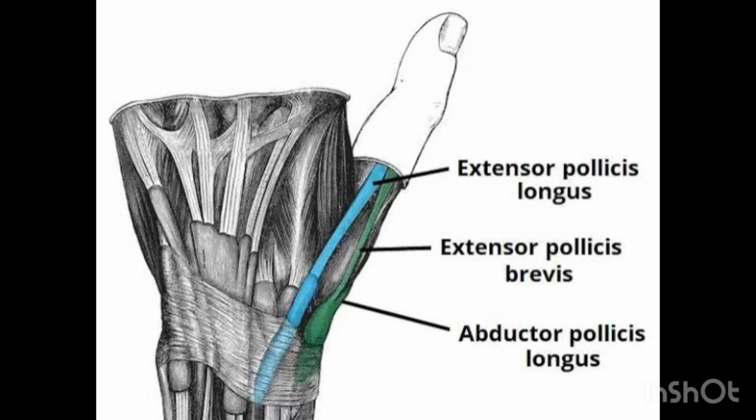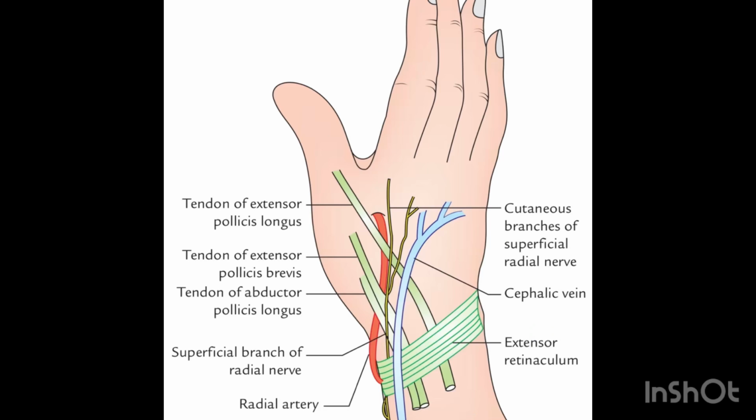So we have discussed the roof, we have discussed the floor, we have discussed the anterolateral, and we have discussed the posteromedial. Now what are the contents of the anatomical snuff box? We have the radial artery, very important. The radial artery and some part of the radial nerve pass through the anatomical snuff box.